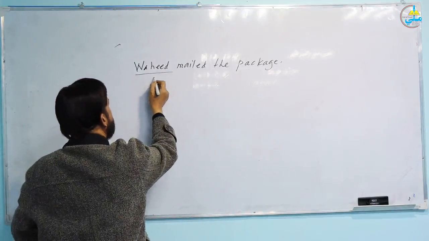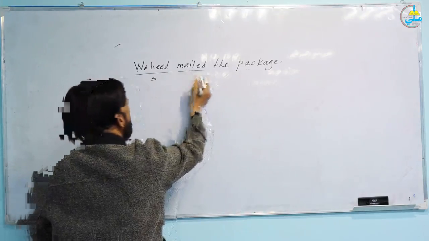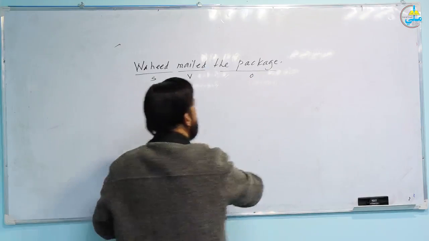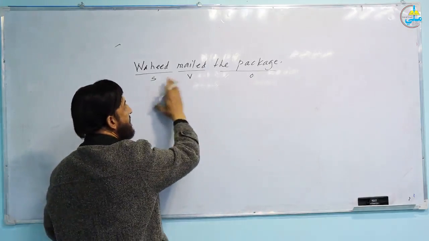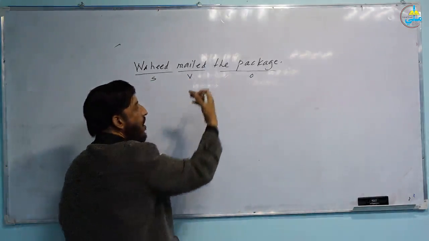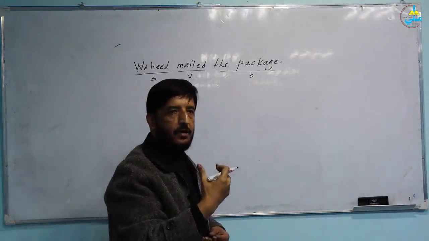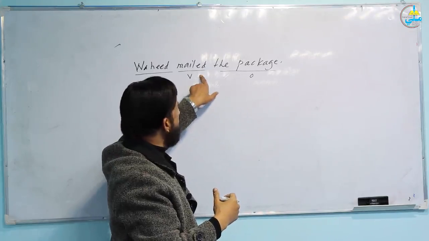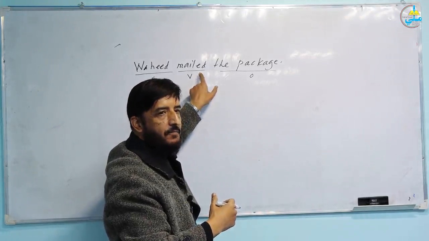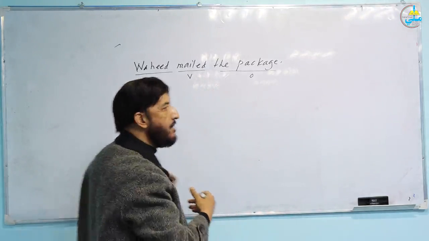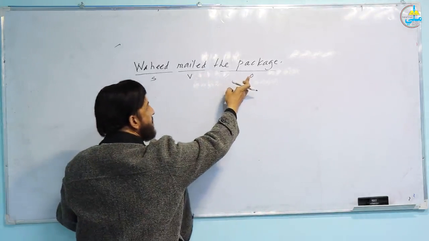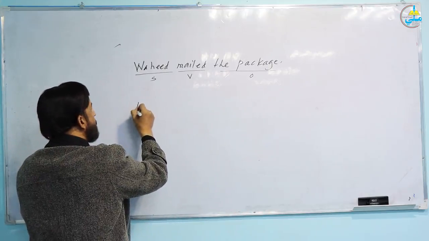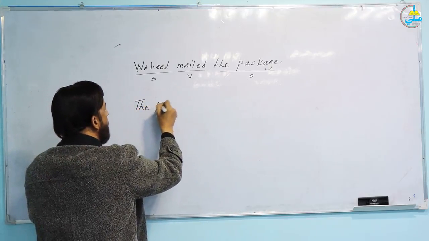Wahid is subject, mailed is verb, the package is object. Since this verb or this sentence has object, so we can change it to passive.